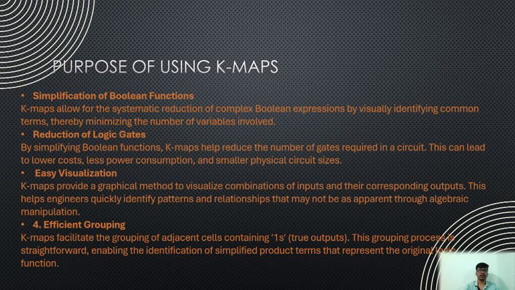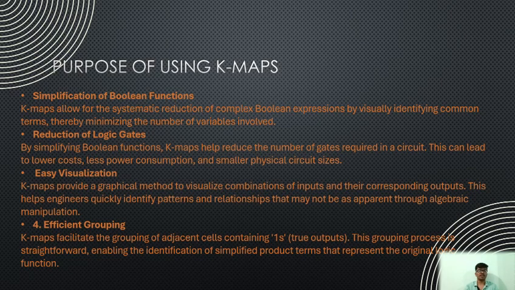Now, let's know the purpose of using K-maps. Simplification of Boolean functions. K-map allows for the systematic reduction of complex Boolean expressions by visually identifying common terms, thereby minimizing the number of variables involved. Reduction of logic gates. By simplifying Boolean functions, K-maps help reduce the number of gates required in a circuit. This can lead to lower cost, less power consumption, and smaller physical circuit sizes.